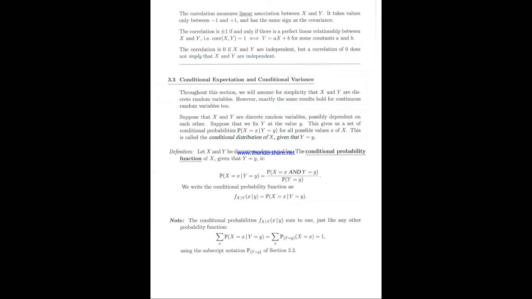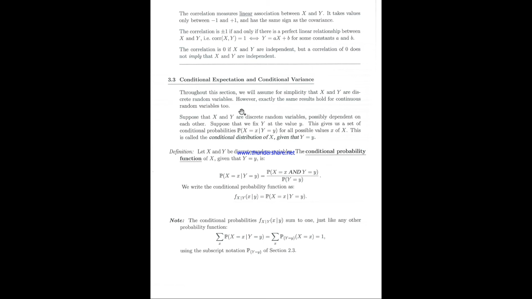So now I'm going to take X and Y as two discrete random variables, and they are dependent, right? That is, there is an association between X and Y. So X will have many values, and Y will have different values as well.